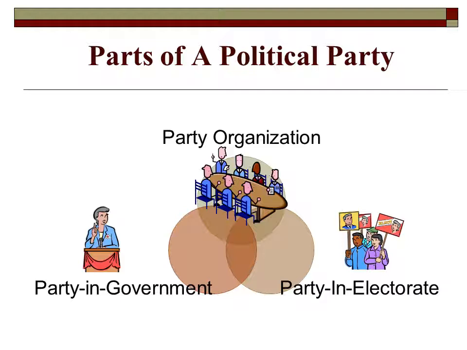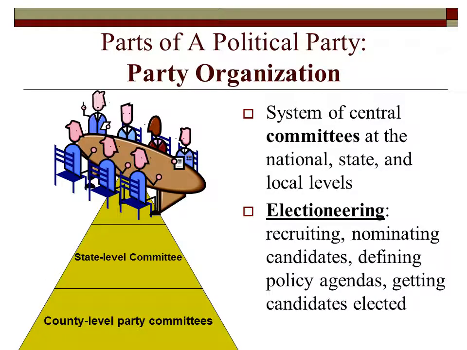Now let's talk about different parts of a political party. There's party organization, party in government, and party in the electorate. Party organization is the party itself. It's the system of central committees at the national, state, and local levels. They get together, and their big thing that they do together is electioneering. I'm sure you've heard this term before, and if not, then you're going to feel very smart the next time you listen to NPR and they throw it around.